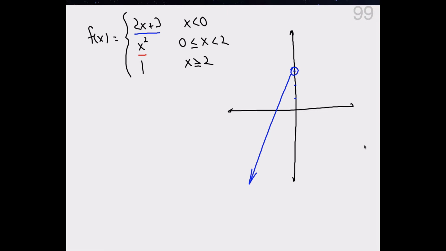X squared. Okay, so the two values of x squared with the funky points are 0, which would be a solid dot because it's including it, and at 2. So at 2 it would be over here and up here with an open circle. And I know it's a parabola, so it's going to have a curve, something like that. Easy peasy.